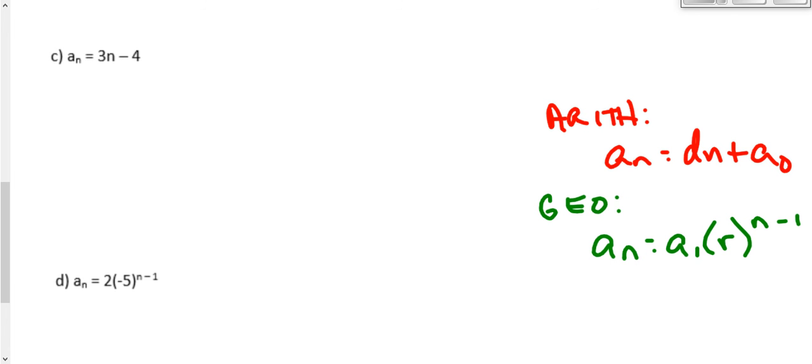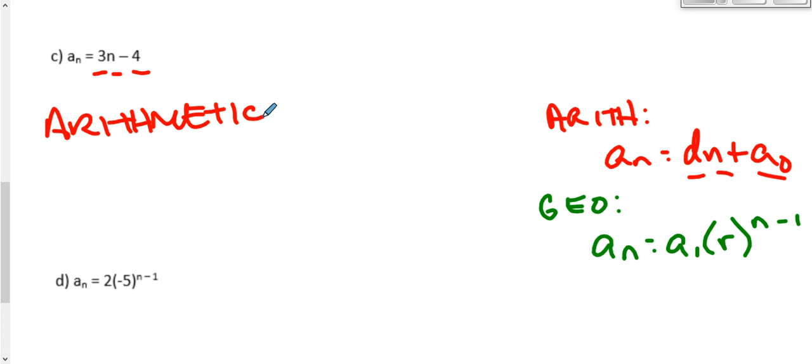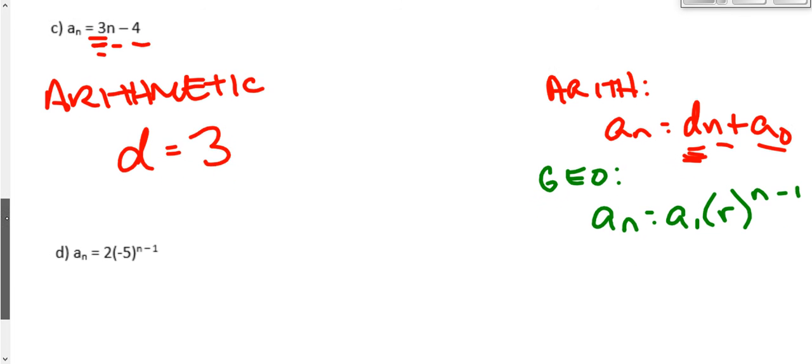Knowing these two equations is super important because it makes questions like these very simple to solve. For example, this formula right here, 3 times n minus 4, matches this pattern right here, d times n plus or minus a number, exactly. So that means I automatically know this is arithmetic. Not only do I know that this is arithmetic, I automatically know what my d value is because it's right here in my equation. It's the number being multiplied by n, which is the number 3. And we can tell just by looking.